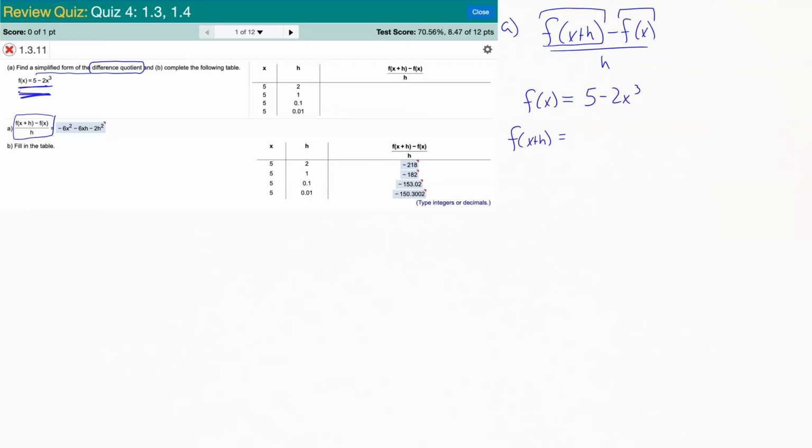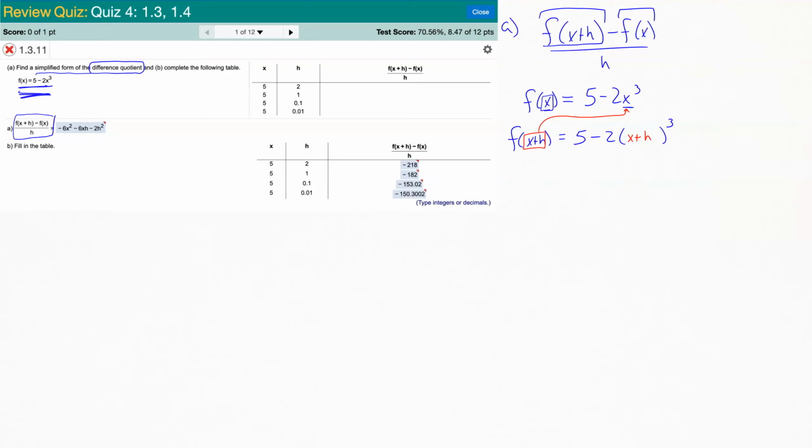So f of x plus h, function notation works the exact same no matter what. Whenever I replace x with something, I always replace x with that in the equation. Even though it's not a number, it works the same way, this x plus h. It's just far less fun. So everywhere we see an x inside that original equation, we're going to plug in the quantity x plus h. So we're going to get 5 minus 2, and instead of x, we're now plugging in the x plus h right there.